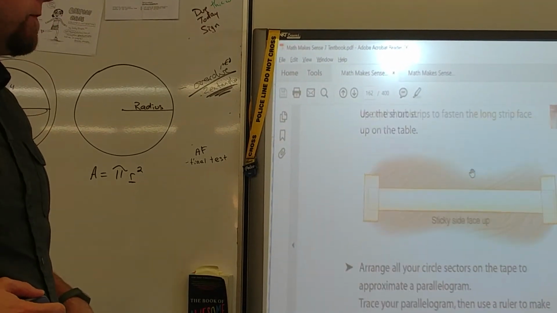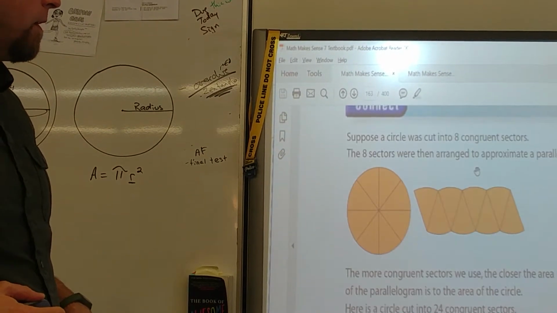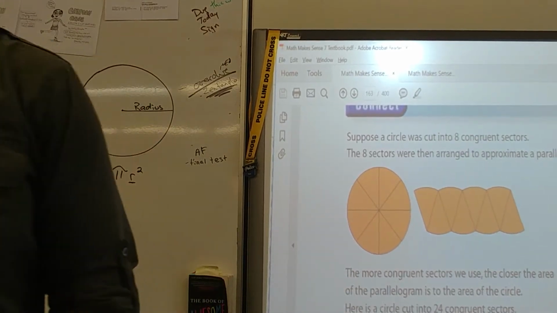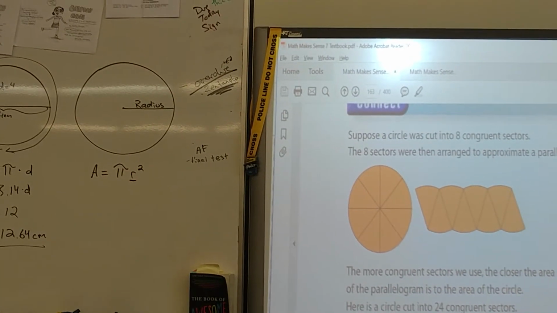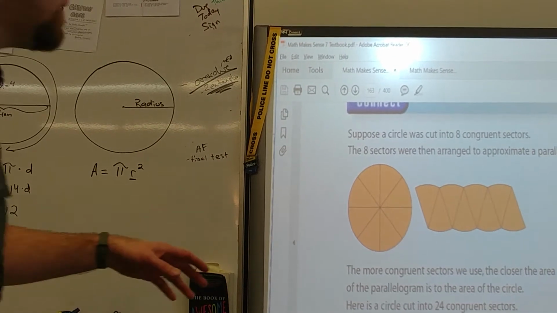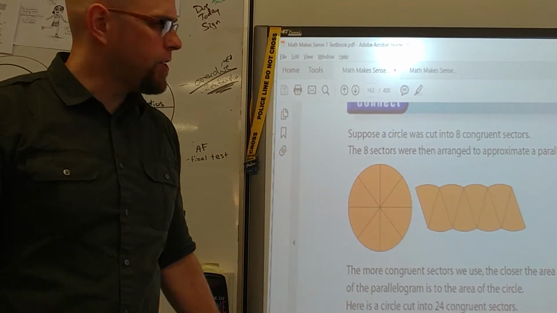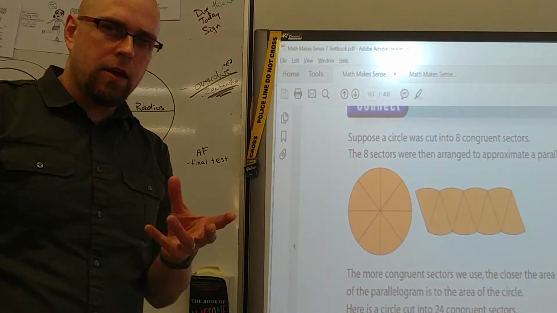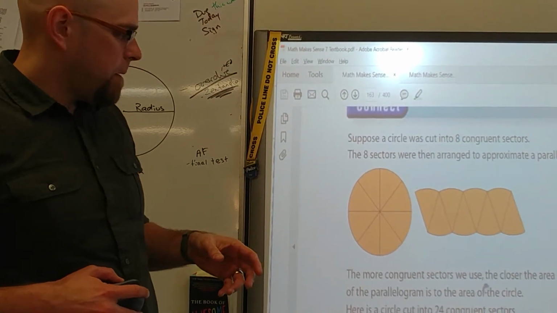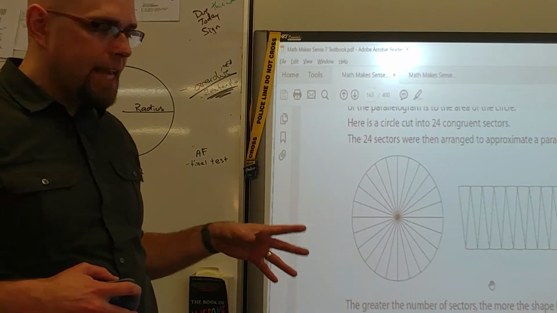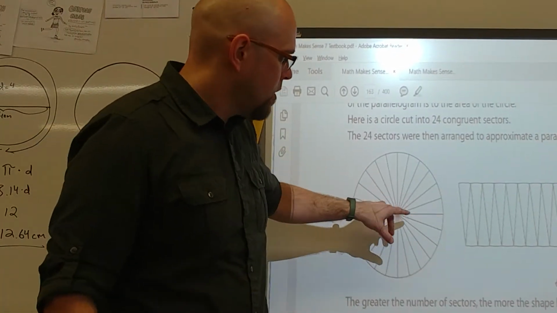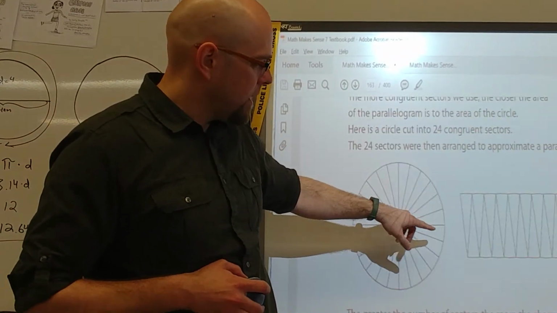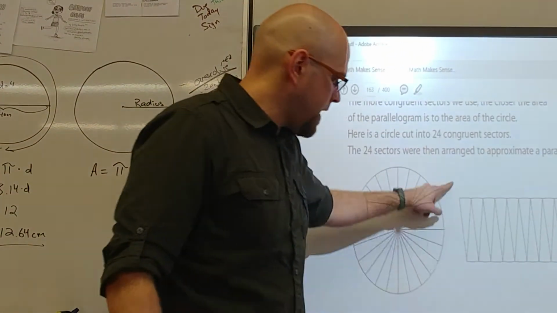We're going to take a look at a few pictures right here. Now, if I had a pizza, and I cut that pizza into slices, once I have these slices, I can start rearranging them. I could rearrange them like this. And you can see it's almost like a rectangle. But what if I cut my pizza into really thin slices? Now when I line them up, look, it's less bumpy, and the edges are a little less curved. This is almost a perfect rectangle.